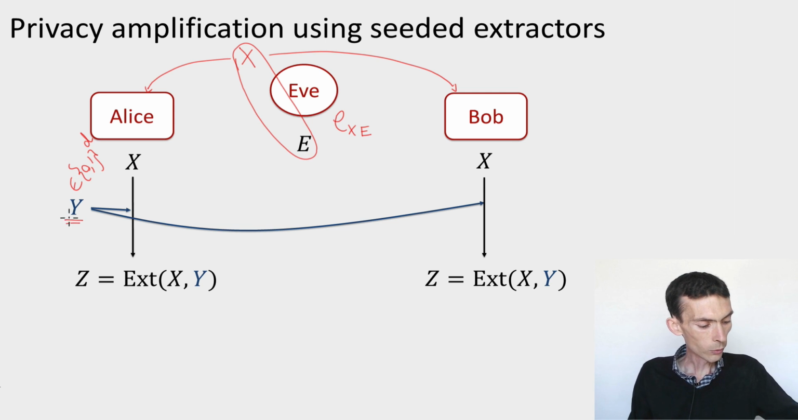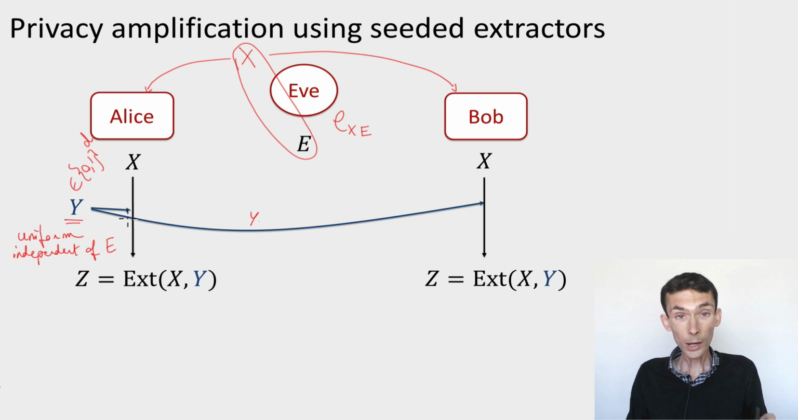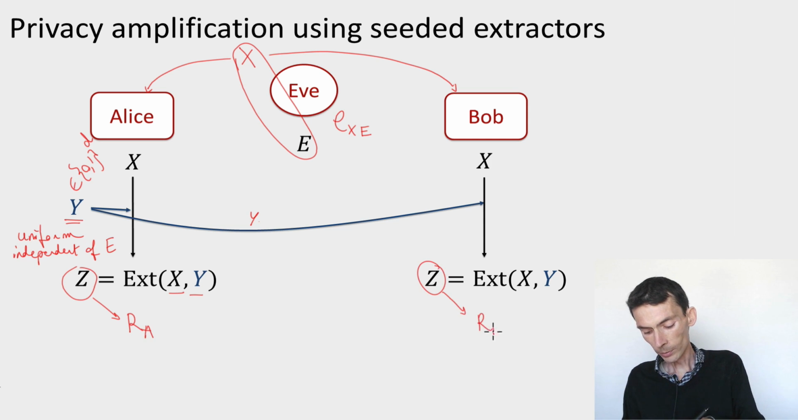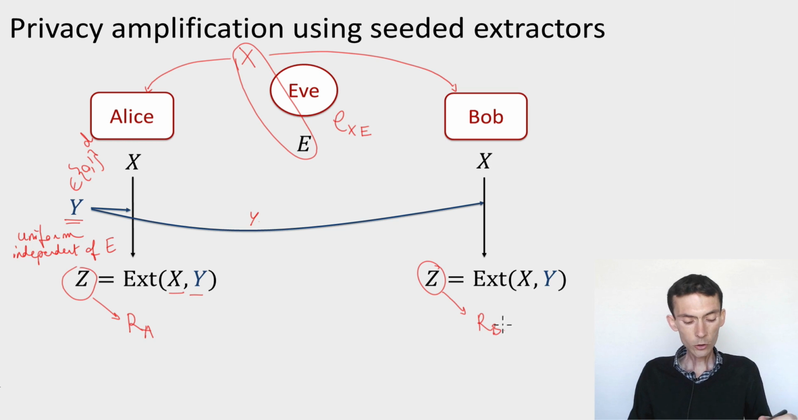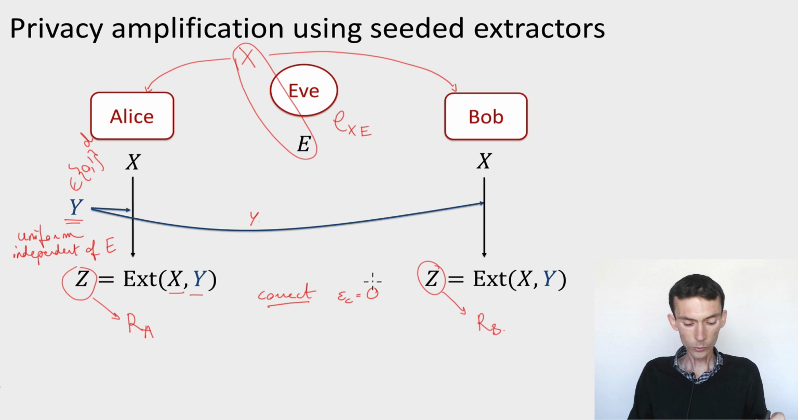So Y should be uniform and independent of E. Then Alice will communicate Y over the public channel to Bob, so both Alice and Bob have the string Y. They can compute the extractor by evaluating it on X and Y. The result is a string Z, which they're going to use as their output of the privacy amplification procedure. This is what we called R_A and R_B before. So in this way, we get a privacy amplification protocol which is always going to be correct. So it's correct with parameter 0, so 0 error in terms of the correctness.